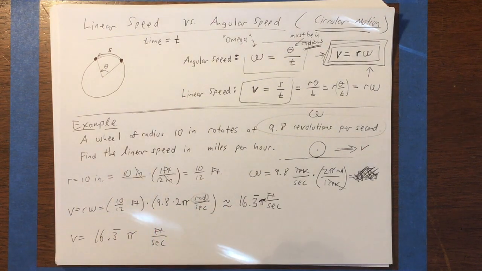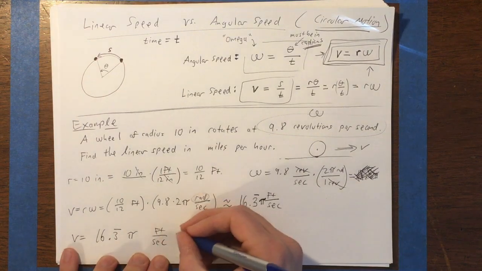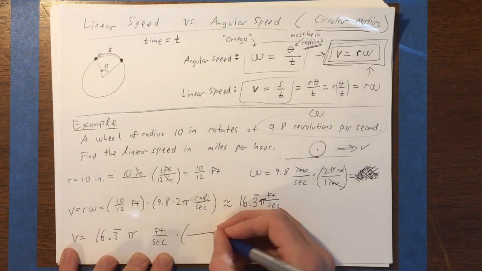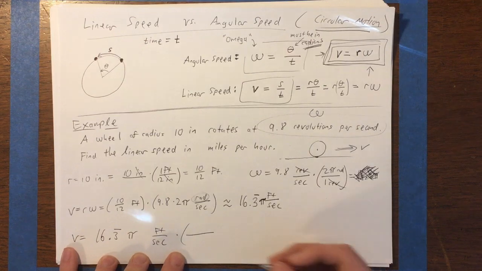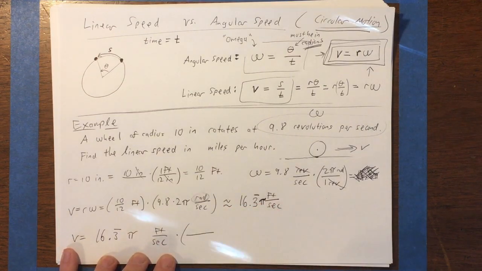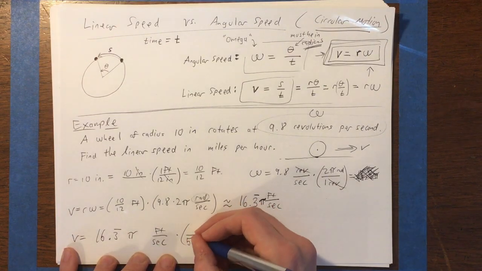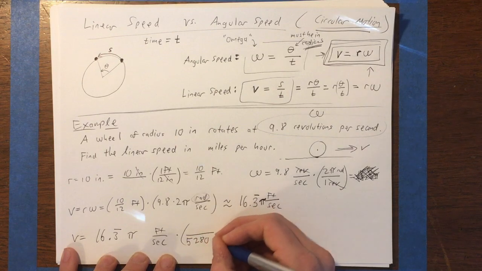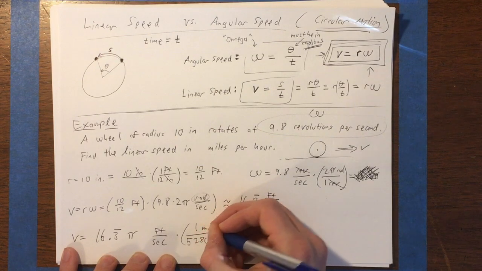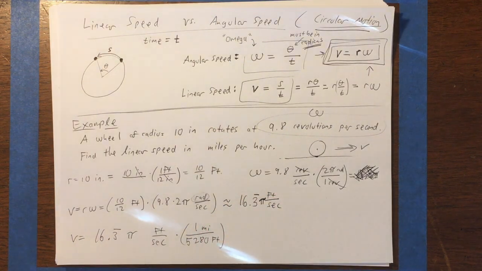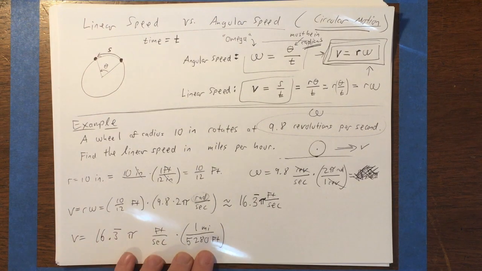If I want to convert that to miles per hour, I just have to multiply this by a few different things. First of all, let's get the feet and convert that to miles. We have 5,280 feet in 1 mile. That's just something my brain remembers. If you don't remember that, look it up. You can just Google it. Number of feet in a mile, right?